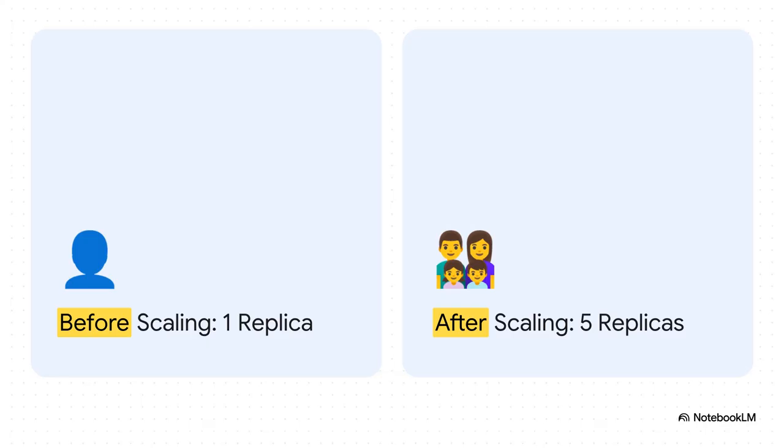And the result is pretty much instant. We just went from 1 copy to 5. We simply declared that we wanted 5, and Kubernetes immediately went to work making it a reality. That's the real power of this stuff right there.